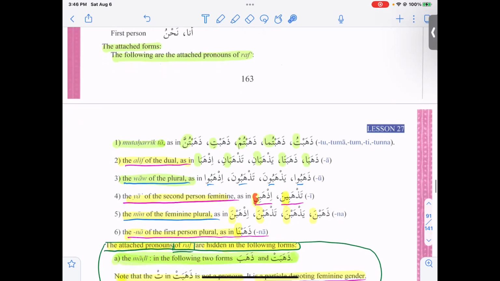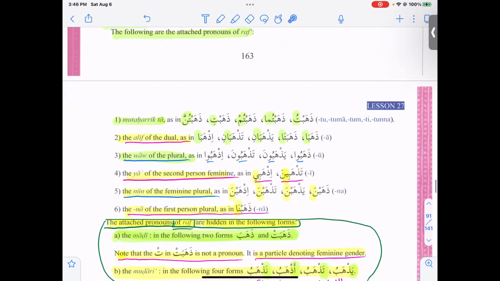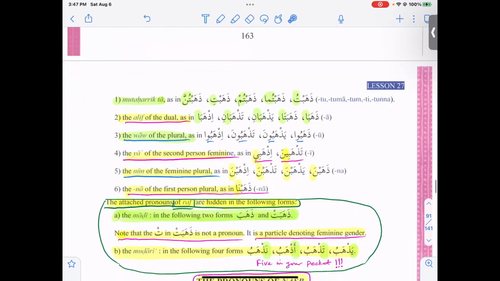Izhabi. Yes. The noon of the feminine plural. Yazhabna, nun niswa. Yazhabna, mudari. Tazhabna, izhabna, amr. These are the noon of feminine plural. Nun niswa. Then na of the first person plural. The na of first person plural. Zahabna. This is our plural. Zahabna.